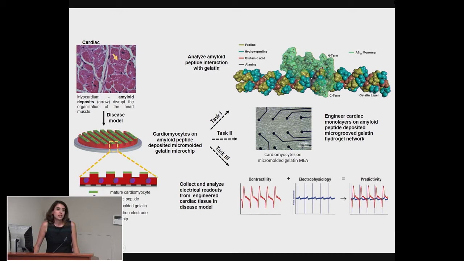In the future, our goal is to investigate the interaction between the amyloid peptide and the gelatin hydrogel, and then engineer cardiac monolayers on these amyloid peptide deposited gelatin hydrogels. Finally, we will collect and analyze electrical readouts from engineered cardiac tissues with this model. We expect that the results obtained from this study will enable us to understand the mechanism of this disease pathogenesis, which will help us to develop treatment strategies in the future.